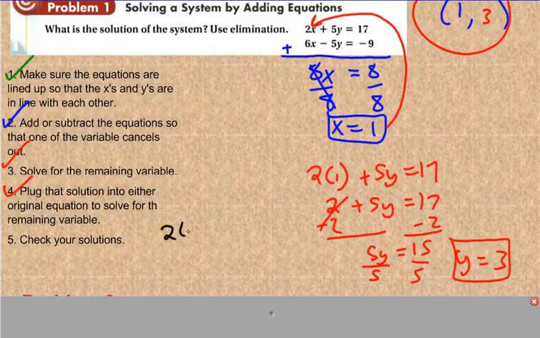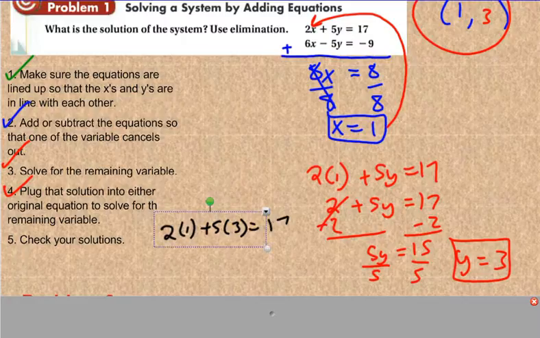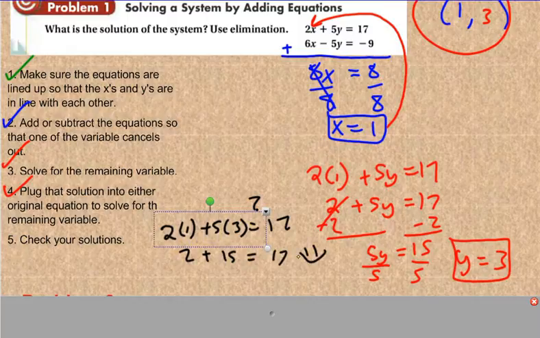2 times 1 plus 5 times 3. Is that equal to 17? Well, 2 times 1 is 2, plus 5 times 3 is 15. That is equal to 17. We are good to go there. Second one.